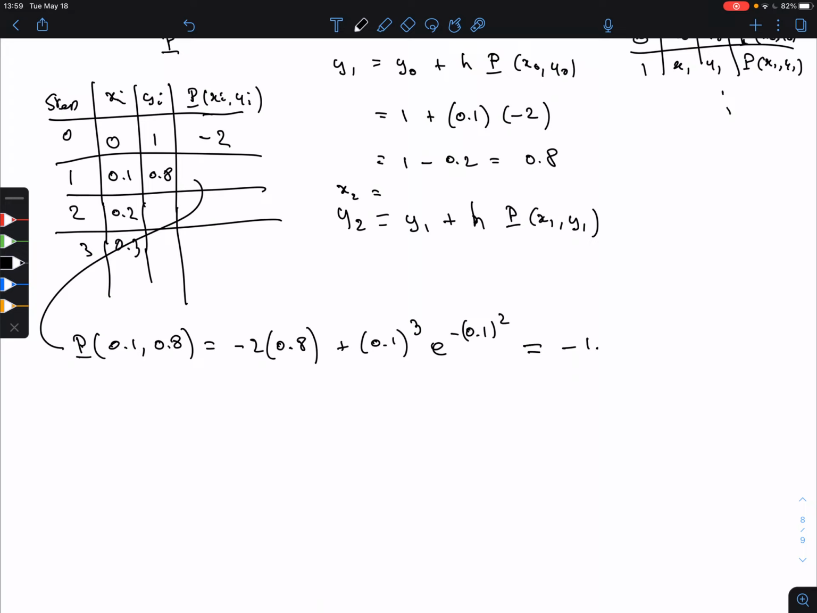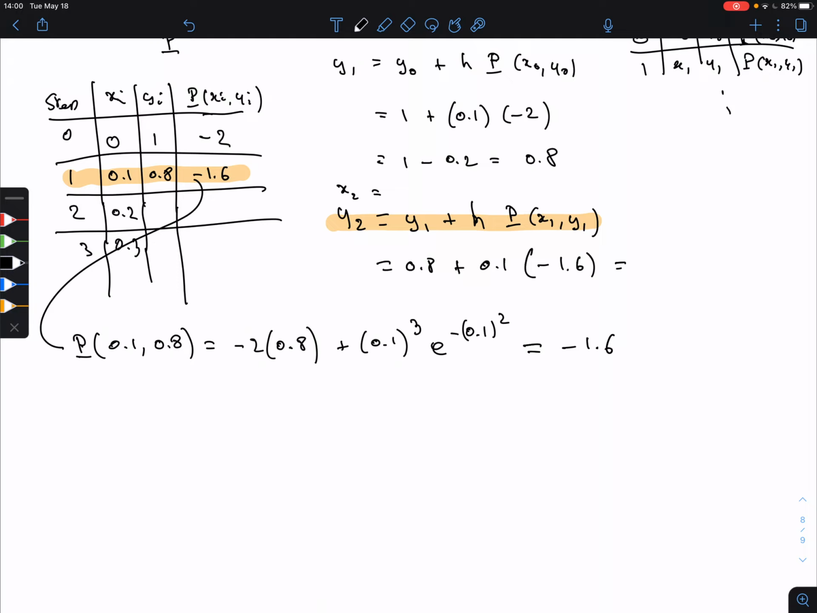Is minus 1.6. So what is this now? We have to still plug in. Y1 was 0.8. Oh, sorry, I should write it here. Minus 1.6. So now I'm using, let me highlight it, this row to calculate this expression. All the data that I need are there. So this is equal to that plus 0.1 times what I just calculated, minus 1.6.